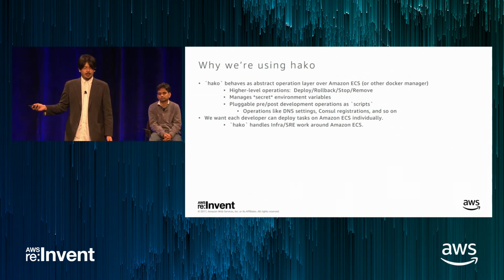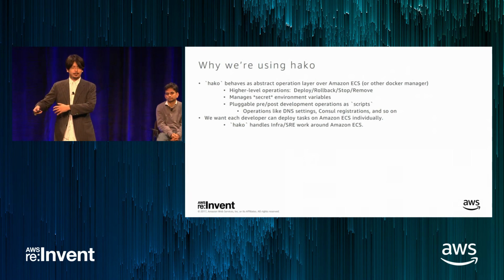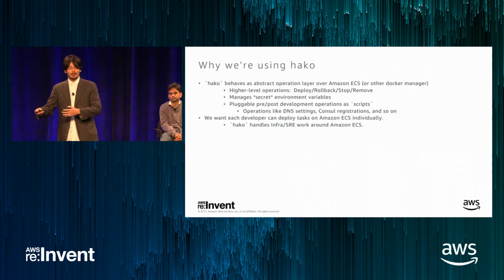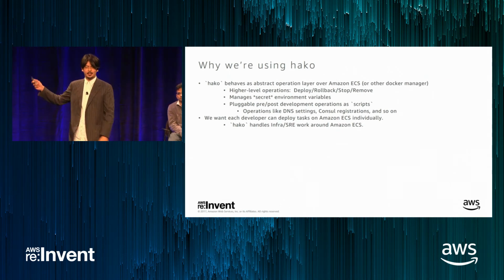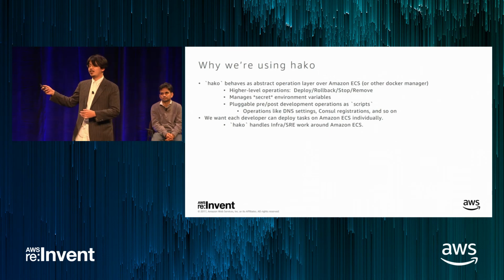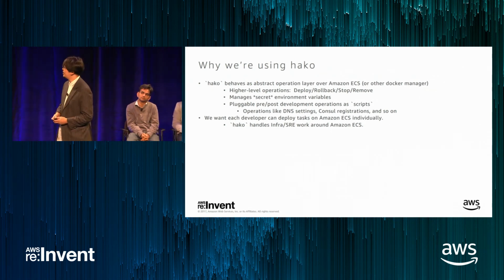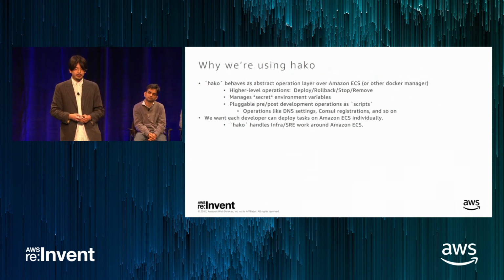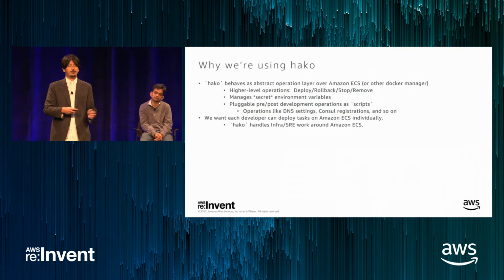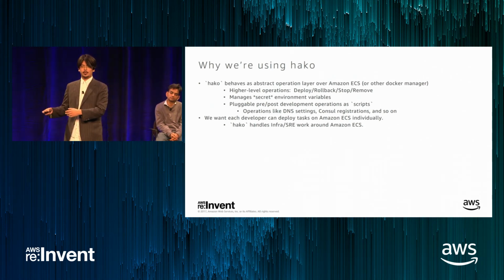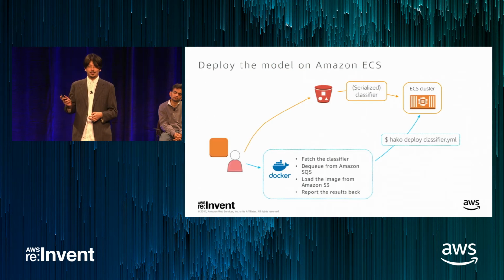So for these reasons, we use Hako's functionality to perform deploying and rollback operations, and also make use of its pluggable script architecture, where we can trigger arbitrary operations before or after deployment. As a result, our process of deploying a new application or new version is very easy, so that each developer can do it without much communication with the infra team.